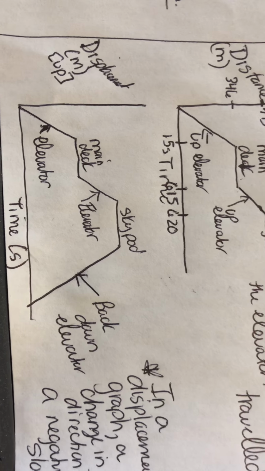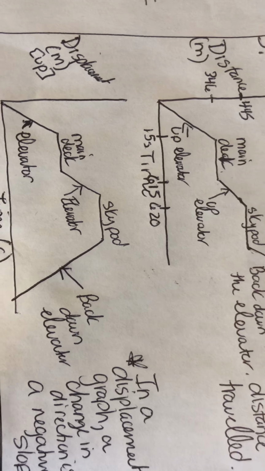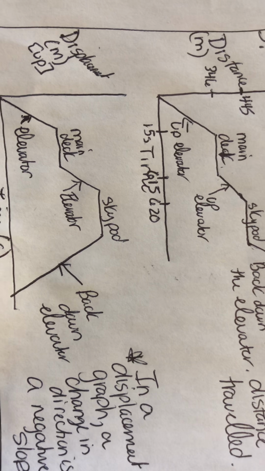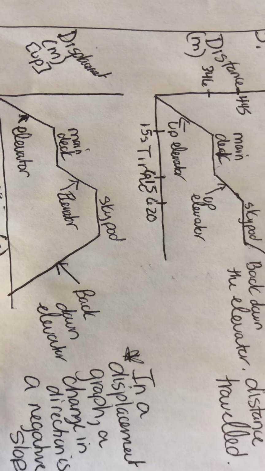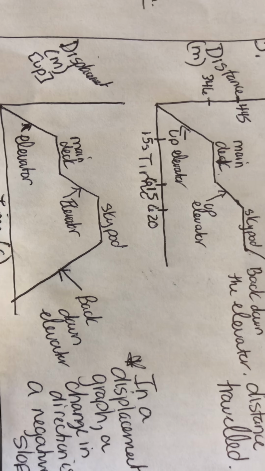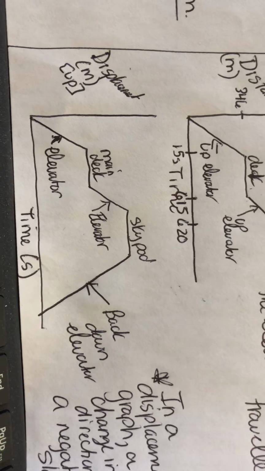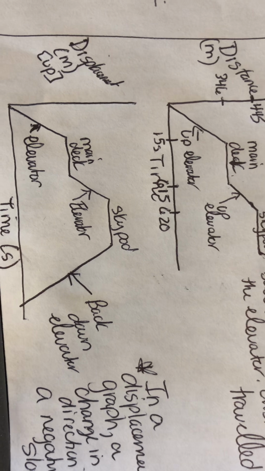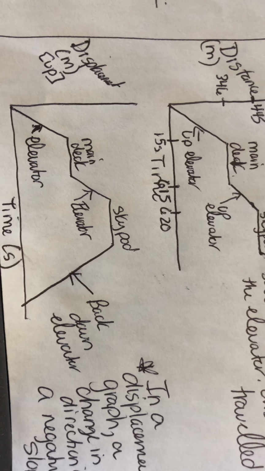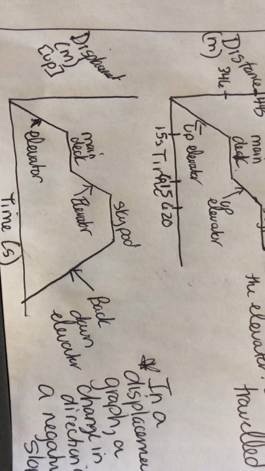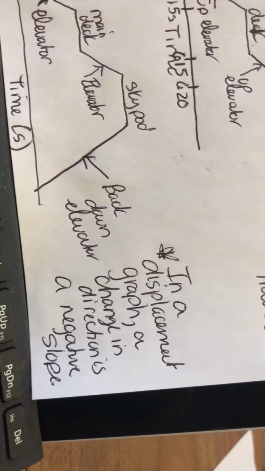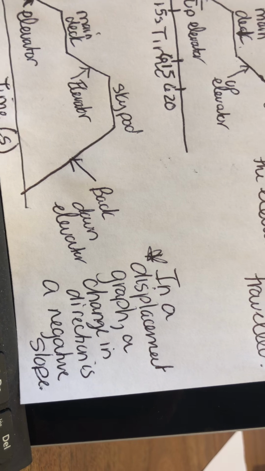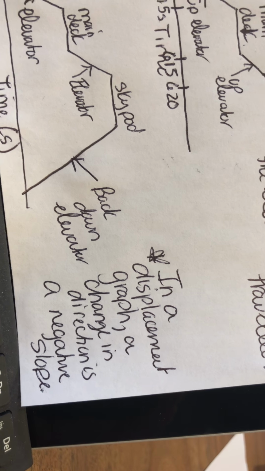You're going up the elevator, you're staying at the main deck, that's the flat line, going back up the elevator, going to the flat line of the sky pod, and then you're going all the way back down. But this time, because the two opposite directions would be up and down, you end up with a negative slope. I wrote this down: in a displacement graph, a change in direction is a negative slope.